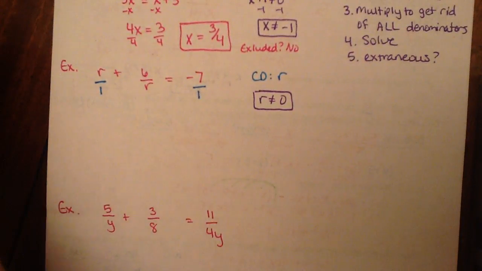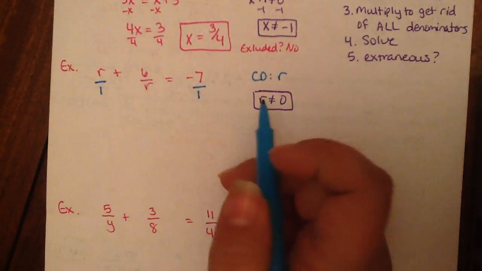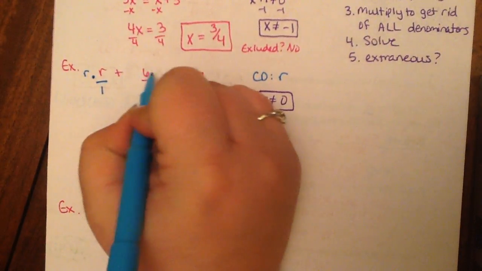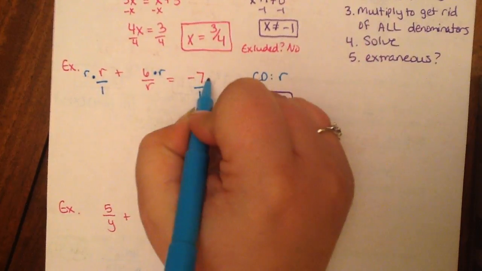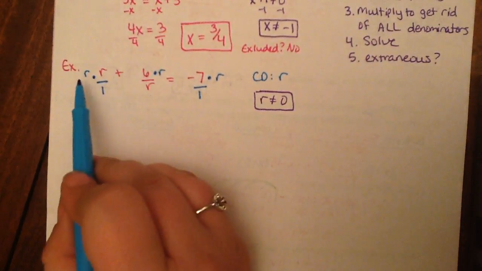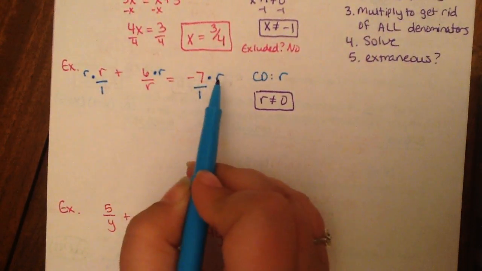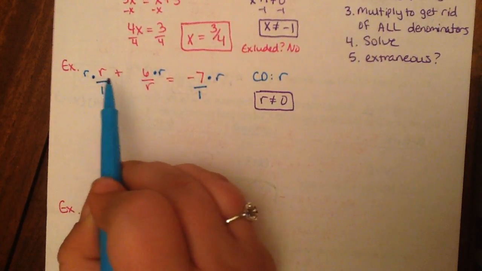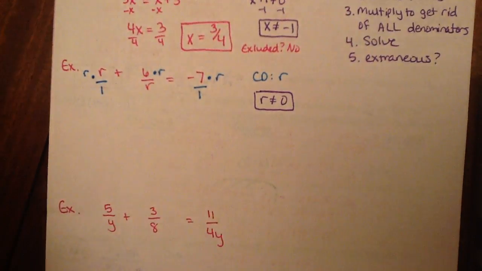Next, I need to multiply all of my terms by my common denominator. Remember, multiply numerator only. And remember, it doesn't matter where you multiply. If you multiply on the right or the left, you just have to put it next to it, because multiplication, it doesn't matter what order you do it in.